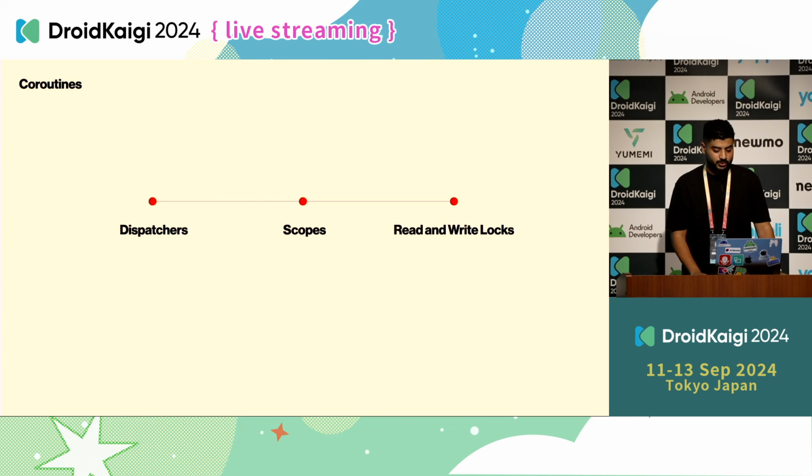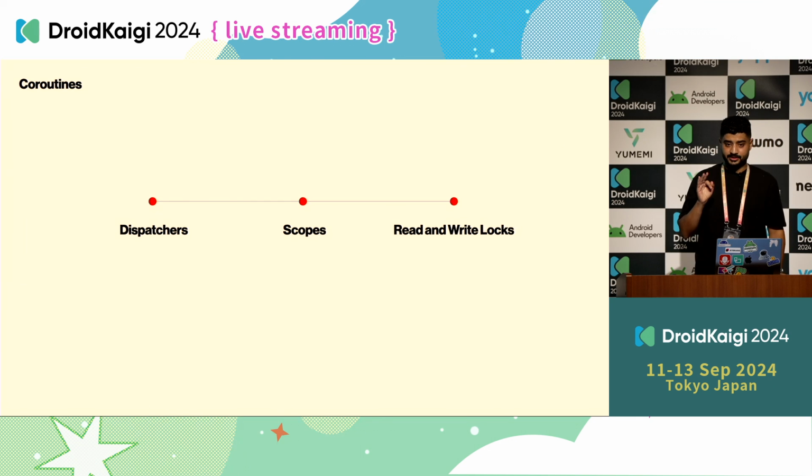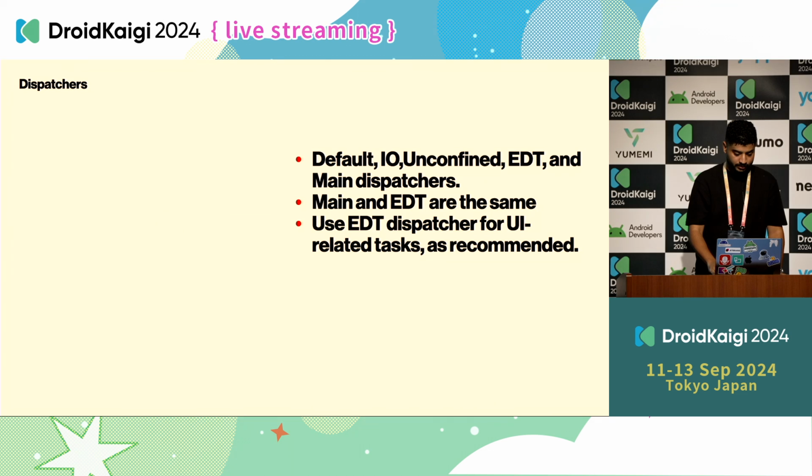And when we talk about coroutines, we need to explain three things: dispatchers, scopes, read and write locks. For dispatchers, we have the Default, IO, the Unconfined, and we have EDT and Main. Both of them are the same dispatcher, they just have different names. And usually, IntelliJ recommends to go with the EDT naming because it's just more consistent with their setup.